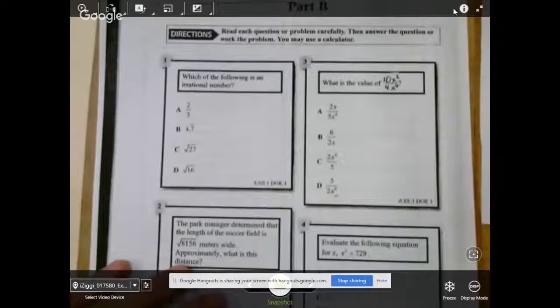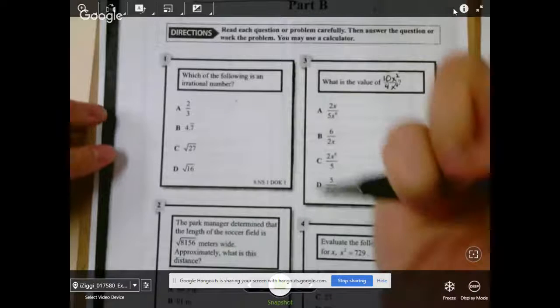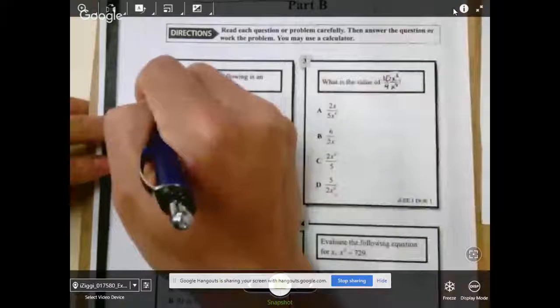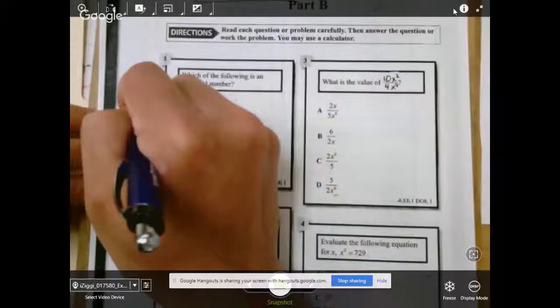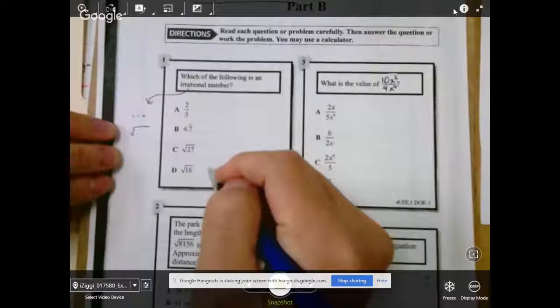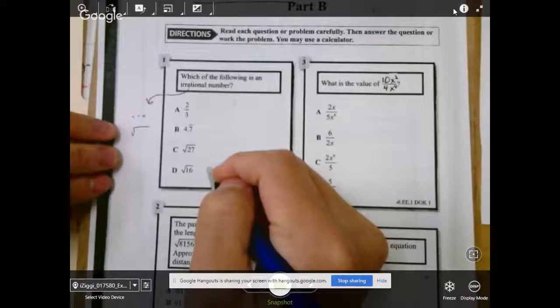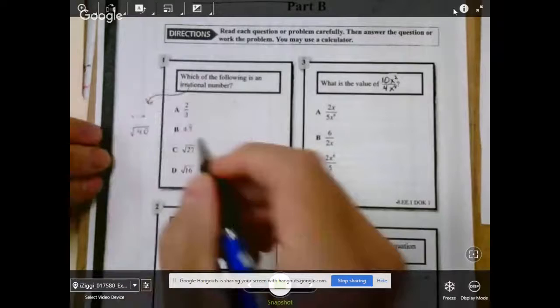All right, number one. Which of the following is an irrational number? Remember, the key indicators for an irrational number, a non-terminating, non-repeating number, are if you see dot, dot, dot, or if you see the square root of an imperfect square, for example, the square root of 40. So those are your two situations where you see it's an irrational number. So which one of these are irrational?